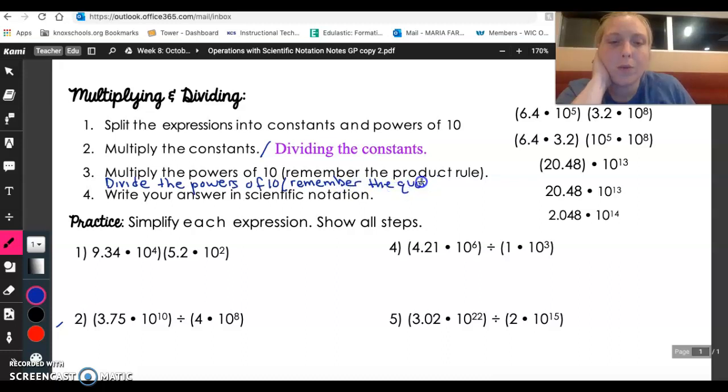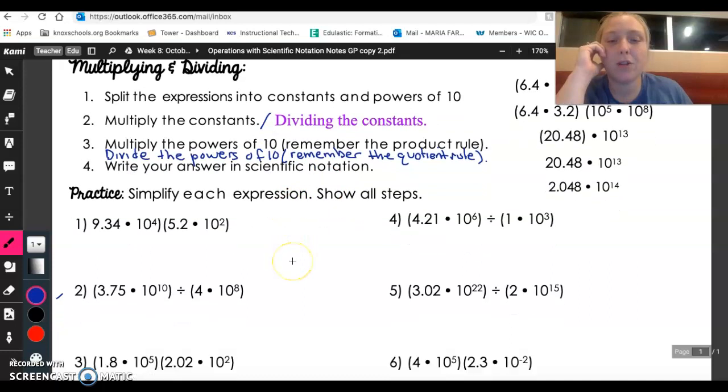So when it talks about the product rule and the quotient rule, we're talking about your exponent rules. And if you're in the classroom, then you can still see them over there on the board. Otherwise, if you're my virtual kids, you're going to have to go back to your notes and look back at what the product rule tells you to do and what the quotient rule tells you. We'll cover it briefly here, but since we've already learned those things, if you don't quite remember them the way they need to be remembered, then you need to go back and review those a little bit. After we multiply or divide the powers of 10, then we're going to make sure we put our answer in scientific notation.